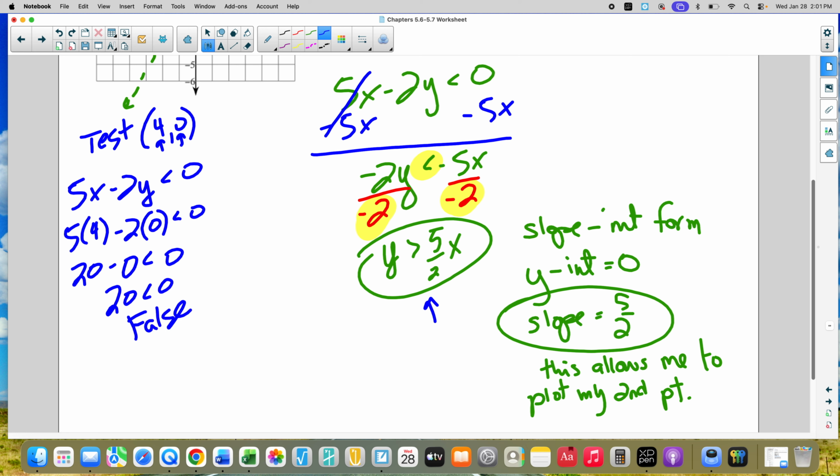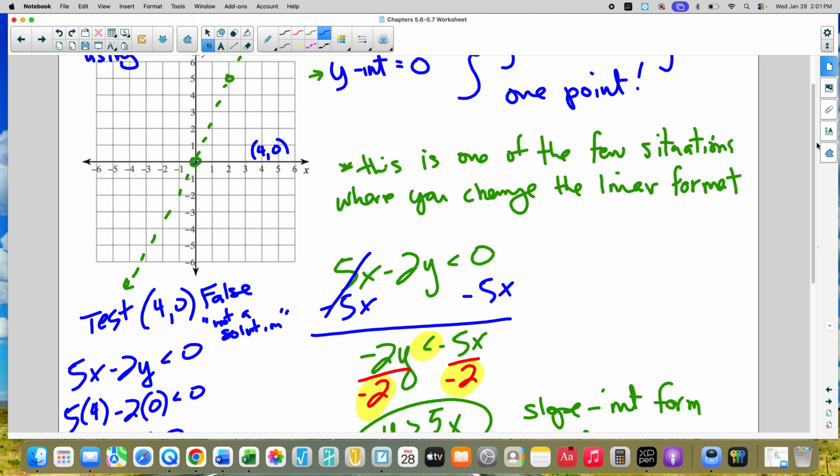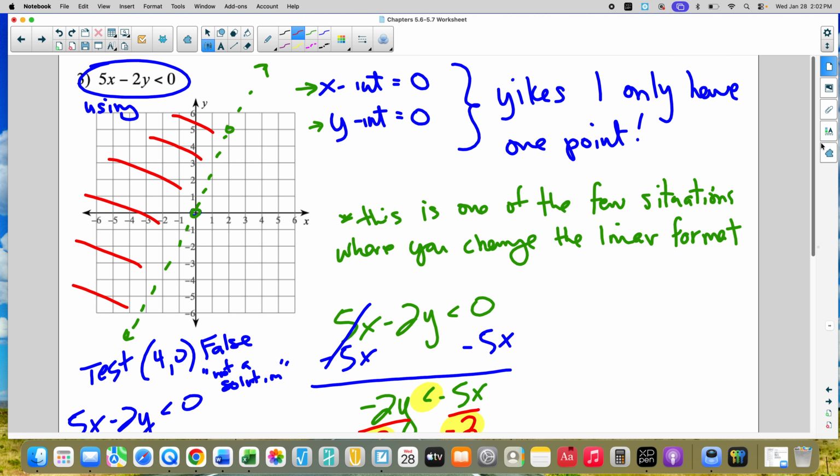So this point is false, and I know that it's not a solution. So where's that location? That location was right here. So this is the false side. So if this is the false side of the border, then I know the true side is going to be the other side. So I'm going to shade up to the left. And we're done.